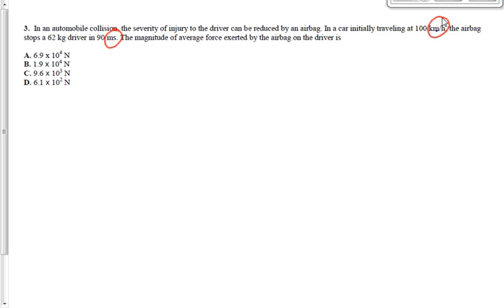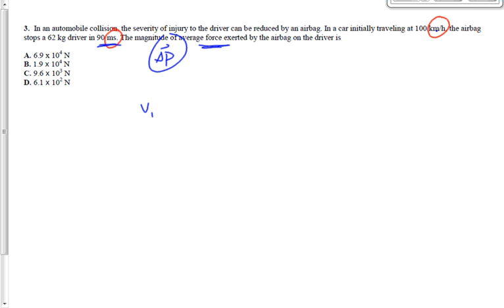What concept applies in this question? There's 2 words that lead me to that concept. Yep, there's a force and a time. Here's a force. Here's a time of 90 milliseconds. When I see a force and a time, I'm thinking impulse. So let's write down some givens.